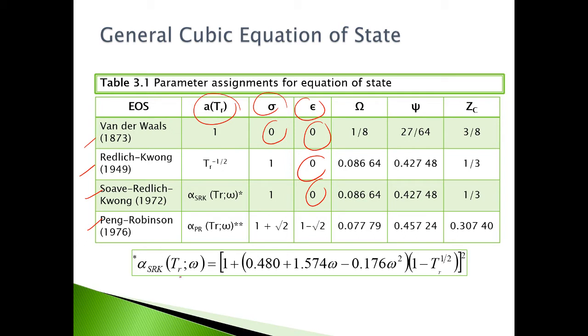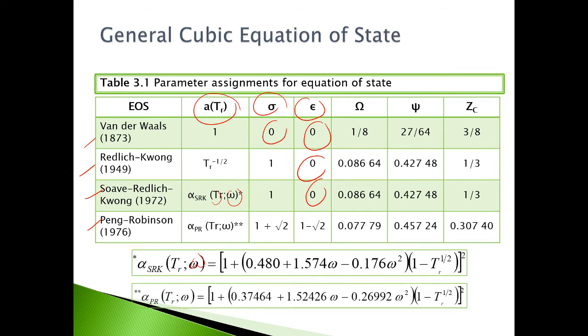For Redlich-Kwong, its alpha is a function of the reduced temperature and this constant. And then for Peng-Robinson, the equation of its alpha is also special, also a function of these two parameters. So its equation is long. It is like an equation within an equation.